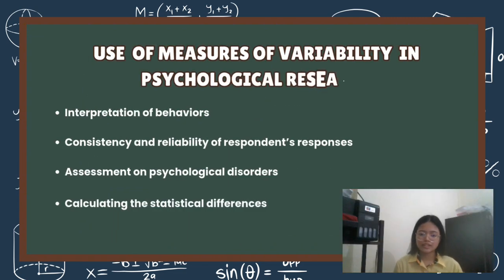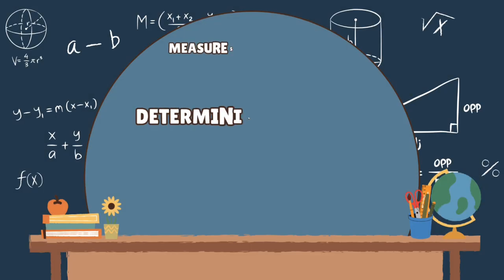Measures of variability are essential in psychological research. They can help with the interpretation of behaviors. They can assess the consistency and reliability of respondents' responses. They can help with the assessment of psychological disorders and with the calculation of statistical differences.